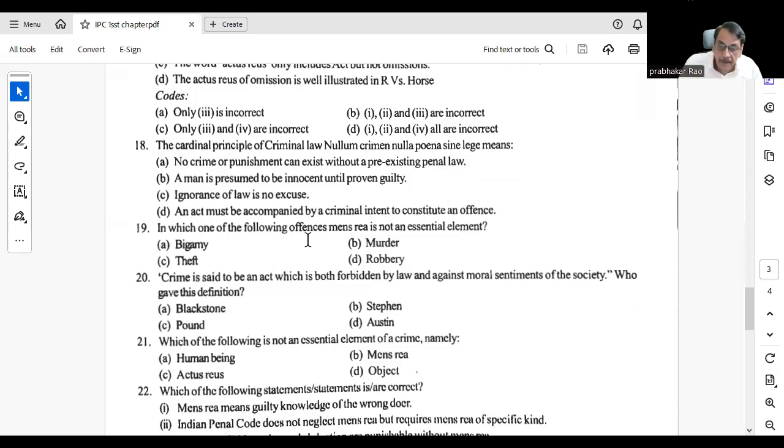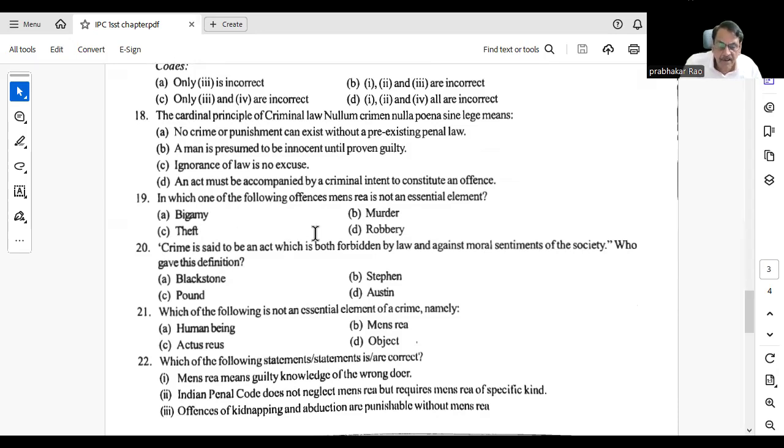In which one of the following offenses is mens rea not an essential element? Bigamy, murder, theft, robbery. Again, it has come. I have not repeated the question again, but actually this question again and again came in the examinations. That's why it has come here. The answer is bigamy.